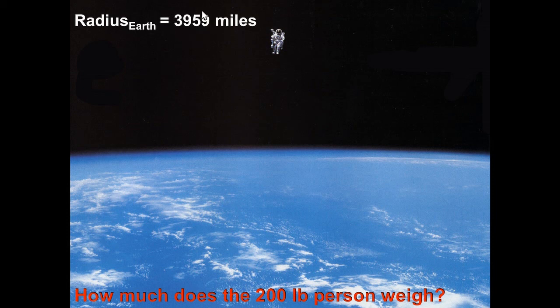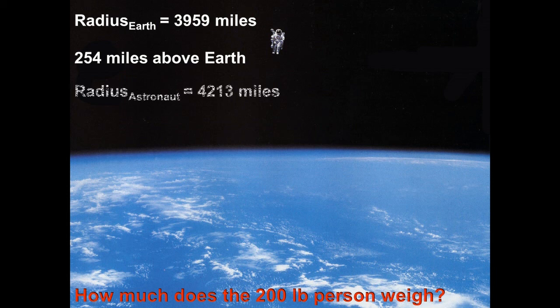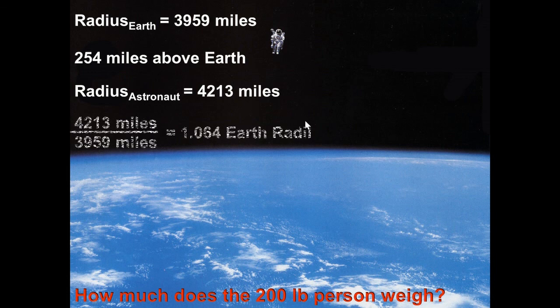I said a moment ago that the radius of the Earth was about 4,000, so I'm getting a little more specific here. If they're at the distance of the International Space Station, it's about 254 miles above the Earth. So if this is the distance the astronaut is on the surface of the Earth, how far they are from the center, if they're this many miles above the surface, they're that many miles from Earth's center. I just added those two. So if you just take what fraction of the extra distance they are, 1.064 Earth radii away. They're not 2 Earth radii, they're only about 1.06 Earth radii away.